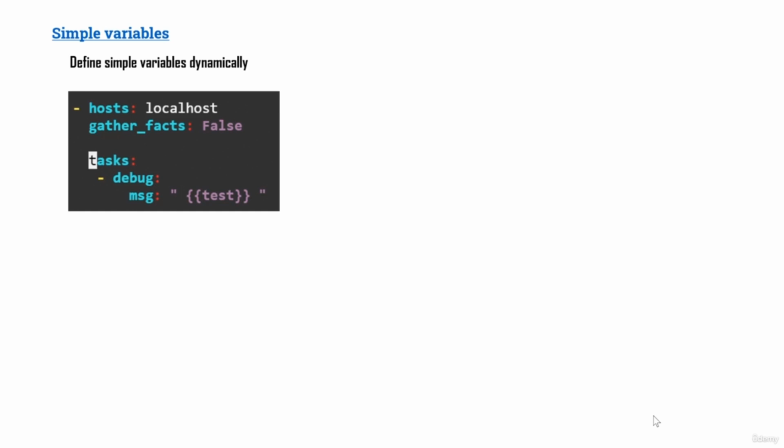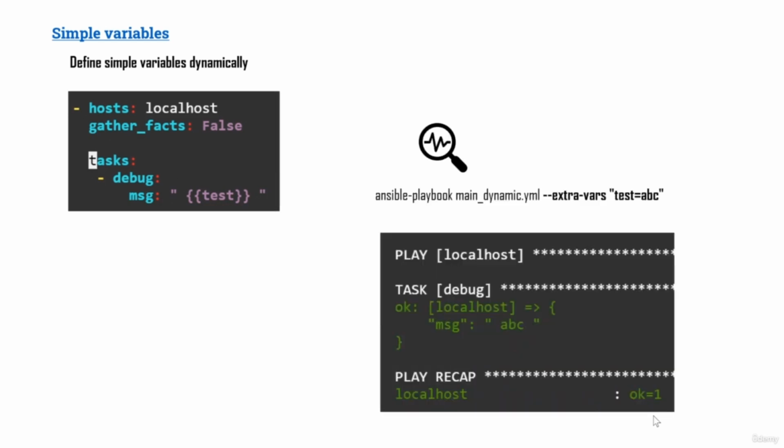So this is how you can define a simple variable in your playbook. You can also call your simple variables dynamically. So here is an example of a playbook. The playbook has just a message test, but that particular variable test is not defined in the playbook. You can define this variable while you are executing this playbook. So to do that, you can just call the ansible-playbook YAML file, and then you can append it with an extra vars keyword, and within that you can add the value for that particular variable. So here the variable has a value of test equal to ABC, and if you run that particular playbook, you can see that the message you get is also ABC. So this is how you can define your simple variables dynamically.